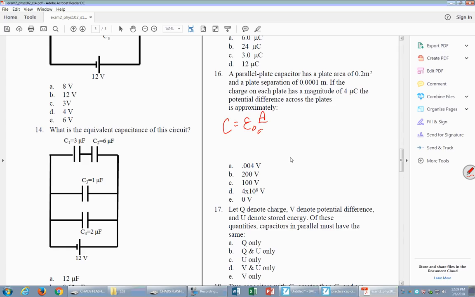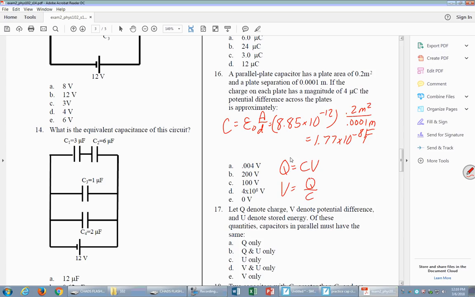Epsilon naught A over D. 8.85 times 10 to the minus 12, that's farads per meter. And then the area is 0.2 meters squared divided by 0.0001 meters. And so that'll give us our capacitance. I get 1.77 times 10 to the minus 8. That's in farads.